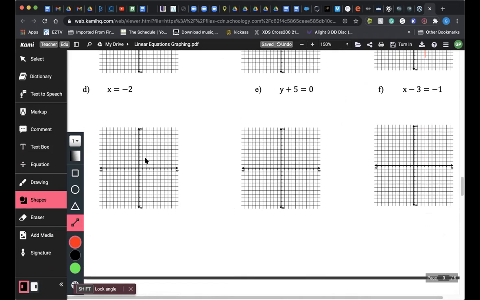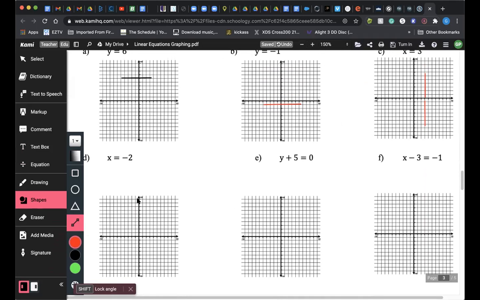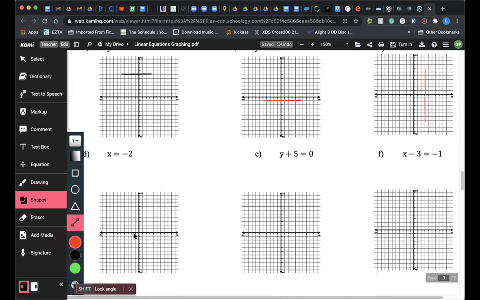All right, x equals -2 is going to be the same idea. It's going to be another vertical line, but I'm going to do that at -2. So I'm going to start from 0, count over by 2 to the left, and make my vertical line.